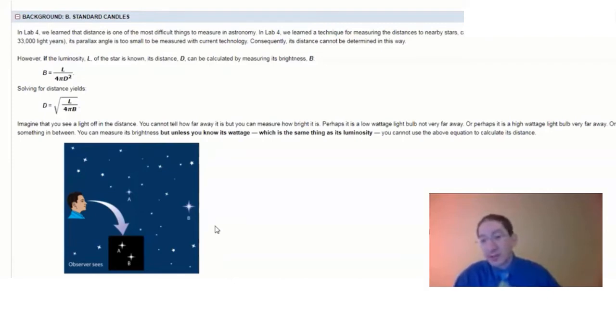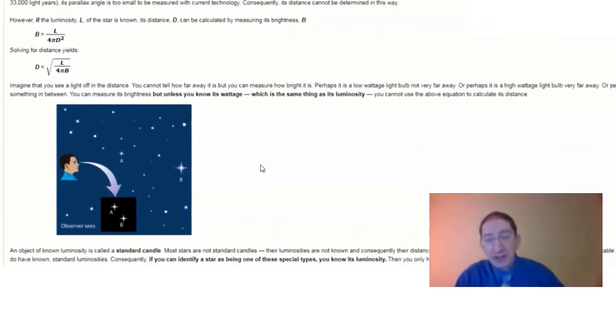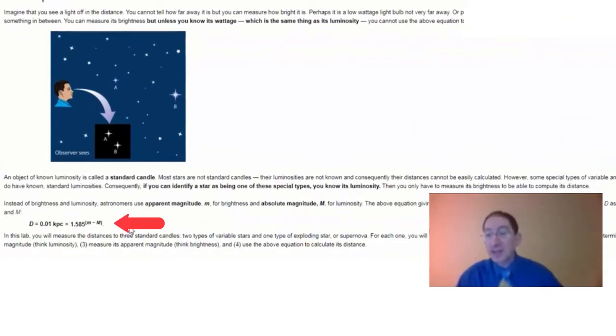Now, astronomers, as we discussed before, measure brightnesses and luminosities in the magnitude system. So instead of using this equation, we will use this equation. It's the same equation, just written in terms of magnitudes. Here, little m is apparent magnitude. It's effectively the brightness, and we learned how to measure that in the previous section. Capital M is something we call absolute magnitude, and it is the counterpart of luminosity.